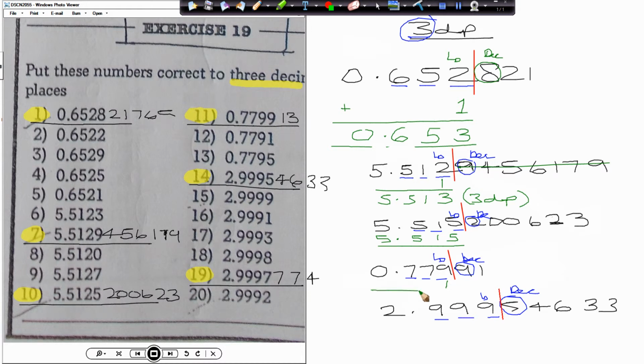Add 1. Now stop there. 9 and 1 is 10. Carry 1. 7 and 1 is 8. 7. Point. 0.